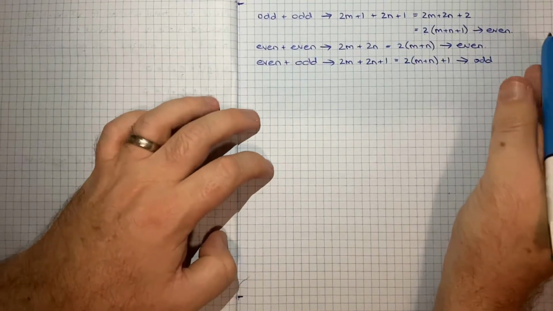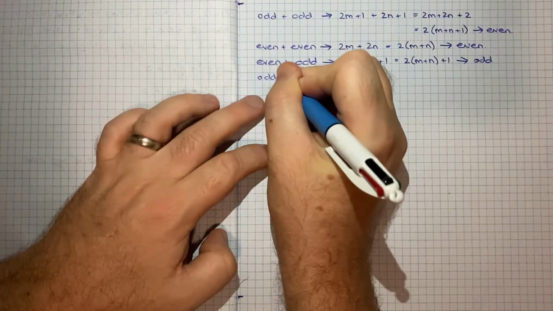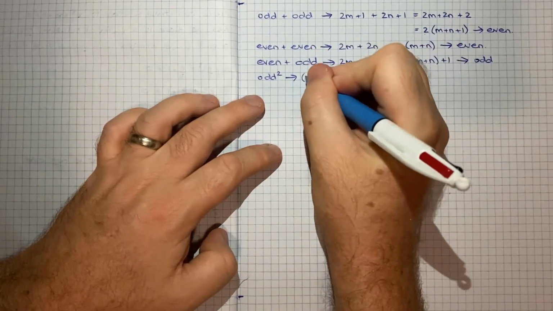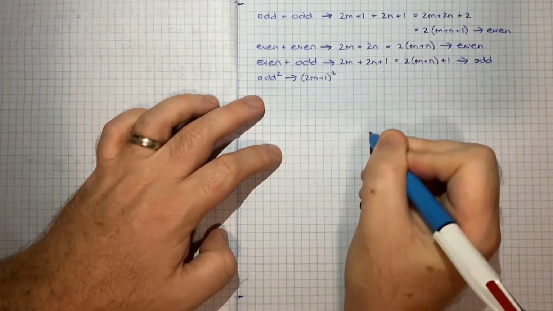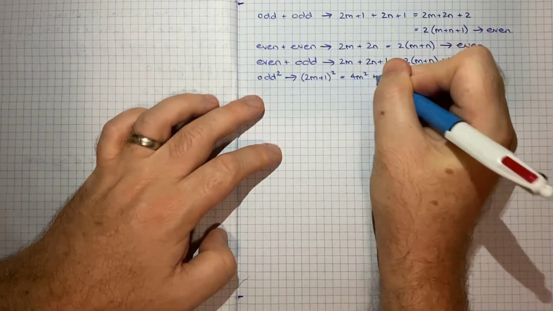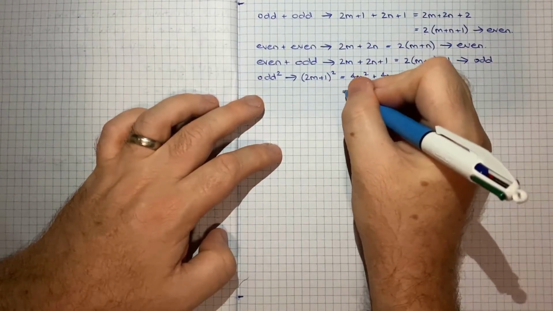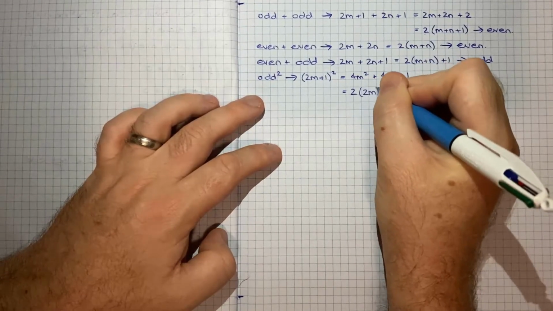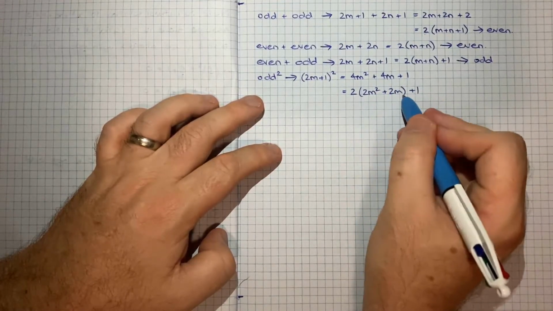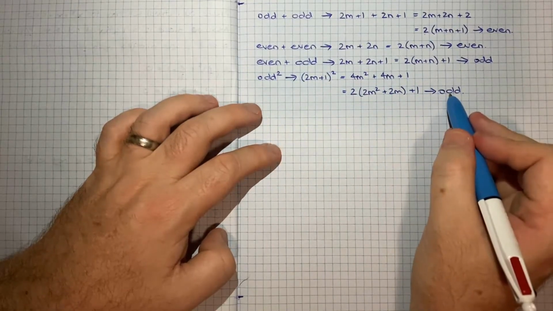Now let's think about our powers. If I took an odd number and squared it, that would be in the format (2m plus 1) squared, which I could expand as the first one squared, so 4m squared, plus twice the product, which would be 4m, plus the last one squared, 1. I could write that as 2 times (2m squared plus 2m) plus 1. That's in the format 2 times some integer plus 1, so that's odd. So an odd number squared results in an odd number.